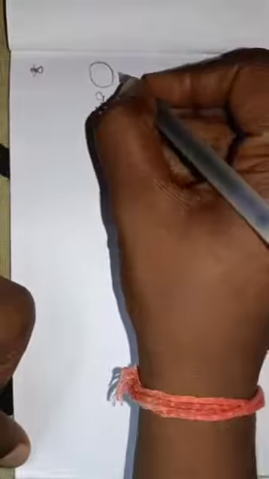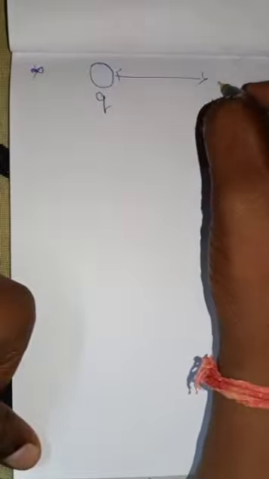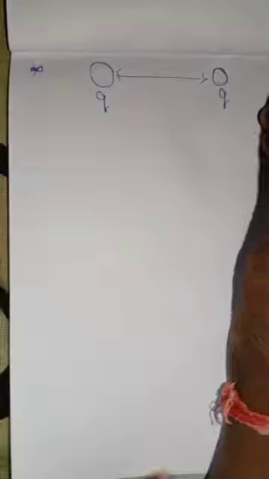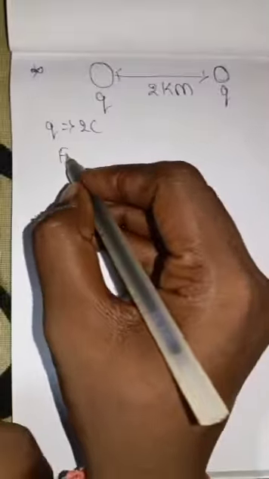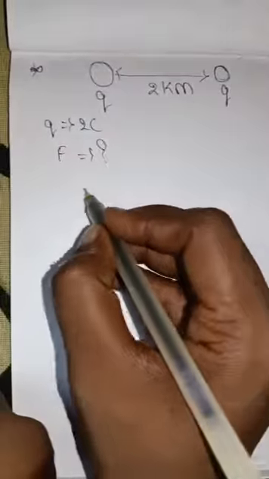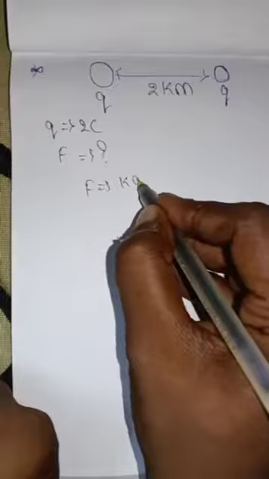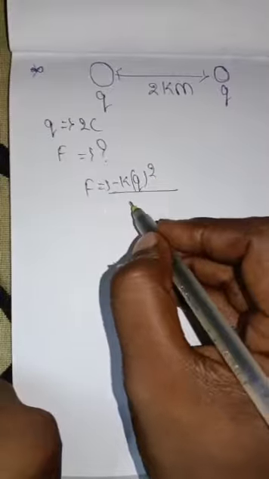So the next question is, the force between two similar charges of magnitude 2 coulomb each separated by a distance of 2 kilometer is. They are asking the force between two similar charges. Again, two similar charges, let the charges be q. The distance between them is 2 kilometers, and the charges will be of 2 coulomb. So they are asking the force. Force is how much? Force is equal to kq square divided by r square.